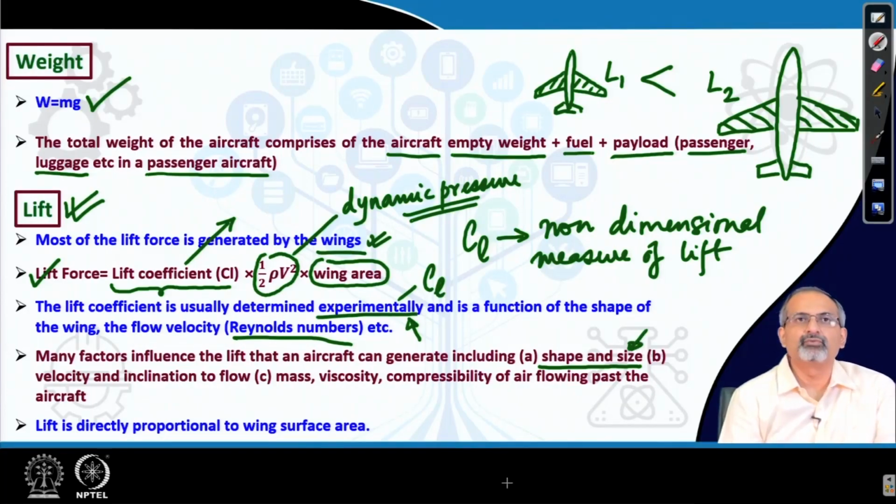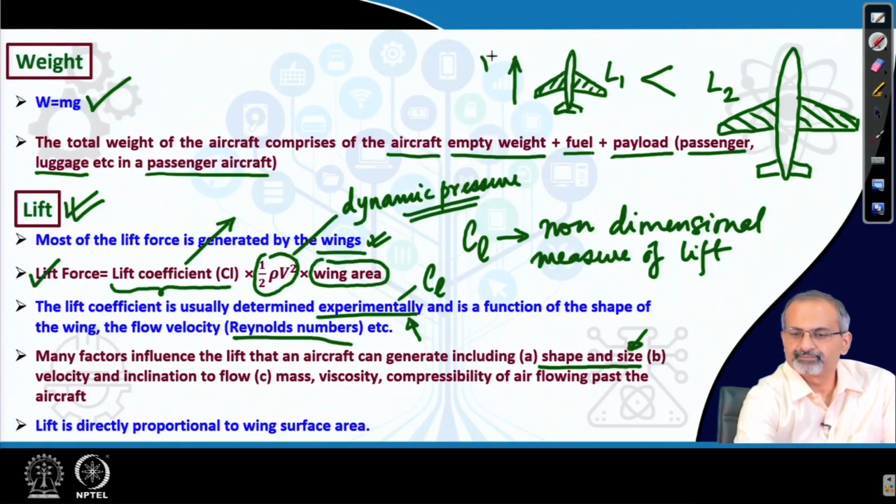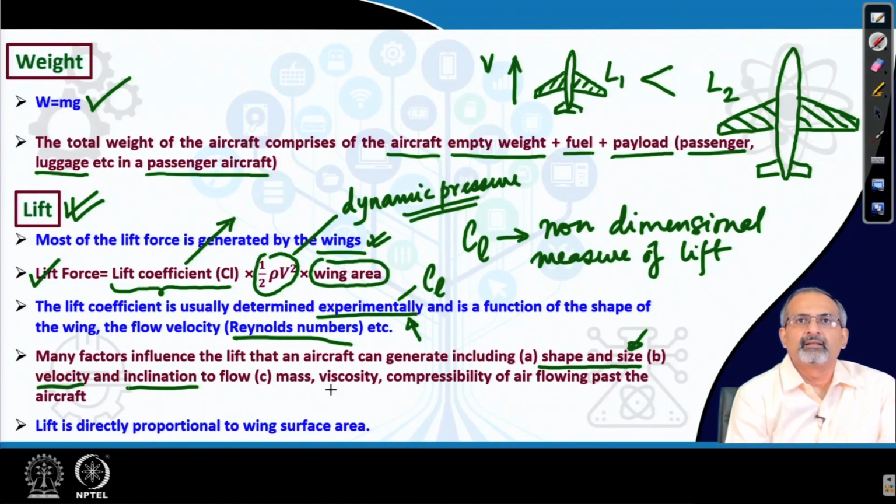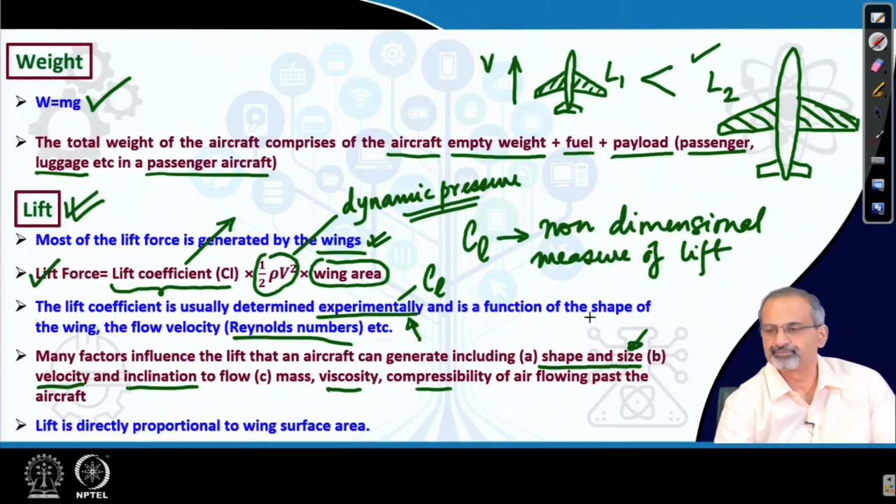Velocity and inclination to flow. That means, if you are flying the aircraft at higher velocities, there will be higher amount of lift created. If the aircraft is inclined to the flow, then it can generate higher lift forces than when it is level. It also depends on how much mass of the air is flowing past the aircraft, what is its viscosity, its compressibility, and so on. Lift is incidentally directly proportional to wing surface area, which we already discussed here.